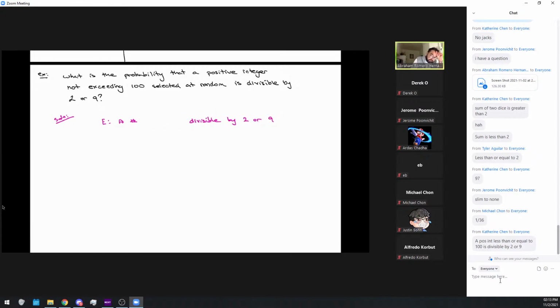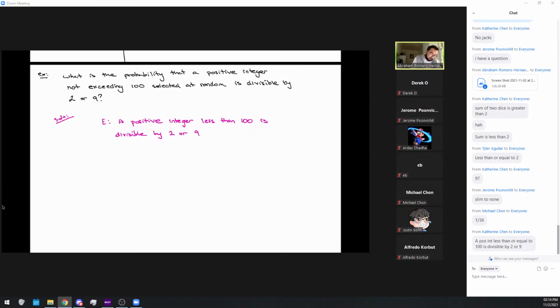You're right, I should probably write the positive. So a positive integer less than 100 is divisible by 2 or 9. Now, here's the interesting thing about this one. So a positive integer less than 100 is divisible by 2 or 9.